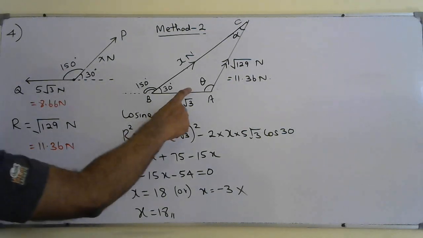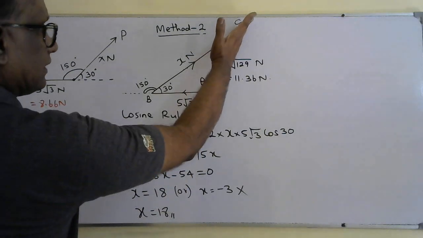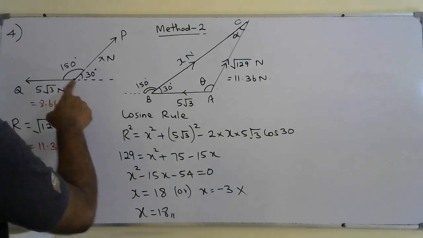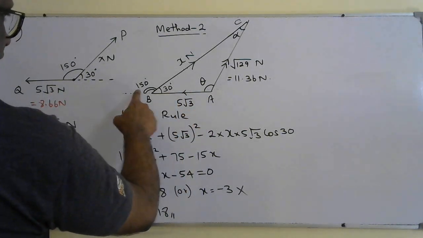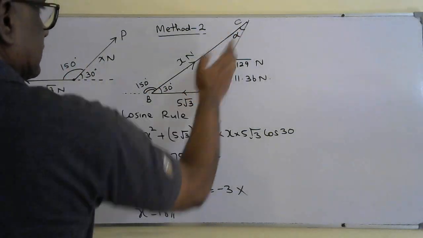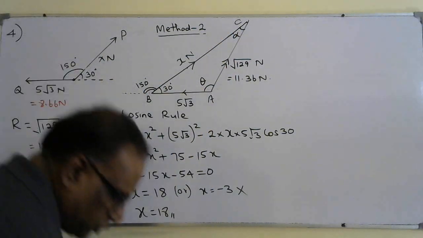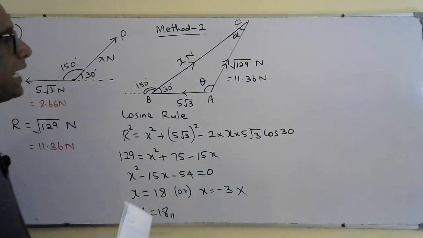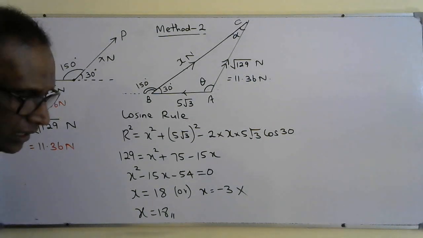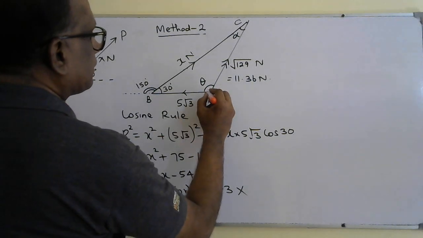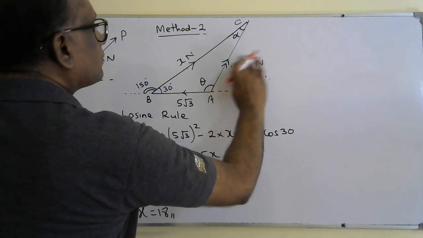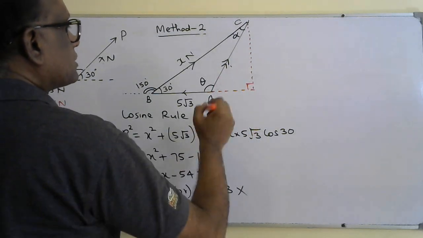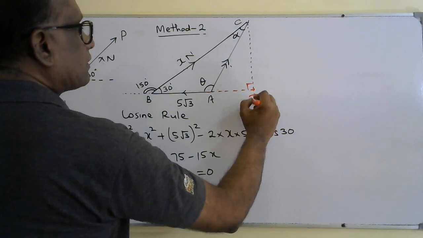Okay, so I need to find this angle, the second part of the question: the angle between Q and the resultant. This is Q, which is 5 root 3, and this is the resultant. I need to find theta. How to find it? Okay, we'll use simple geometry. We'll draw an adjustment here this way. We'll extend this line. We'll draw a line from here, and name this point D.